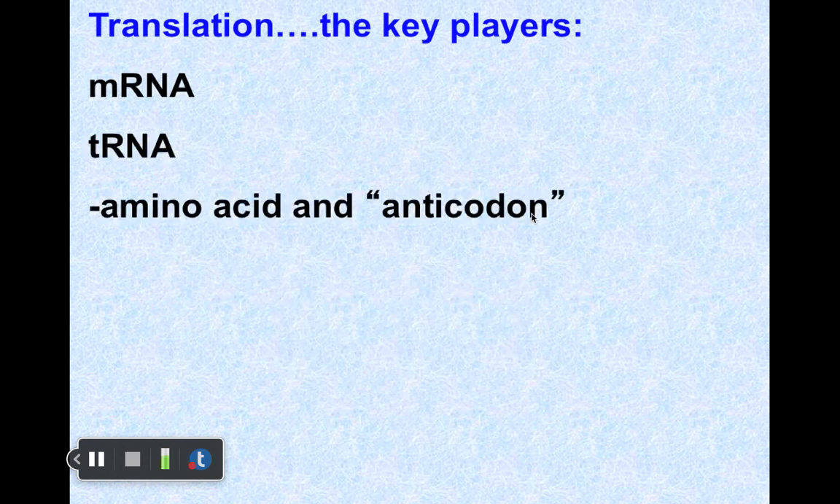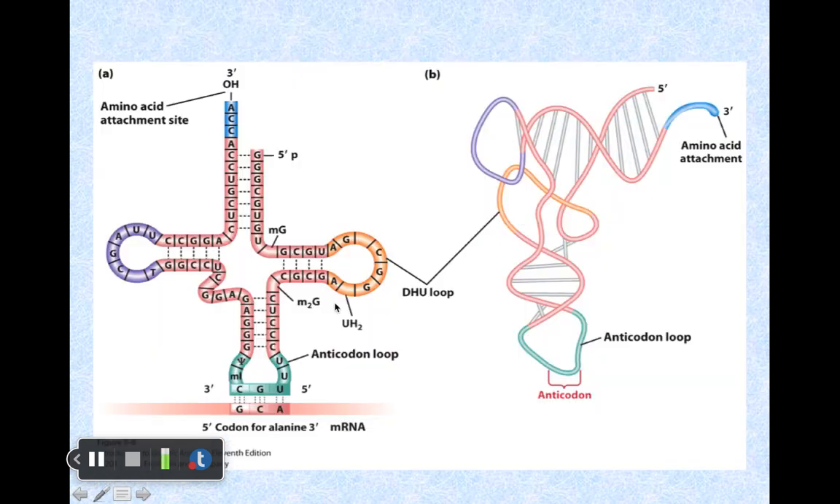Now let's think about the process of translation. Here are some of the key players. First of all, we need a piece of messenger RNA that was produced by transcription. We need some tRNA as well. tRNAs are RNAs that ultimately can include an amino acid on one end of the RNA molecule, and they also include an anticodon, which is essentially three bases that are complementary to codons. So this is illustrated here on the far left.